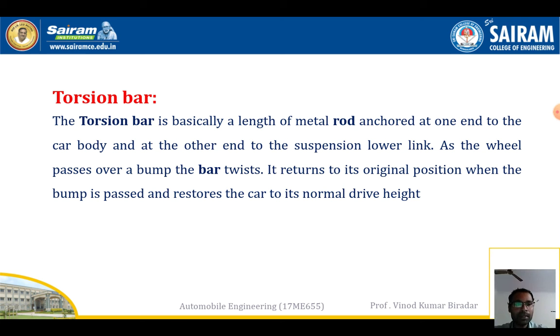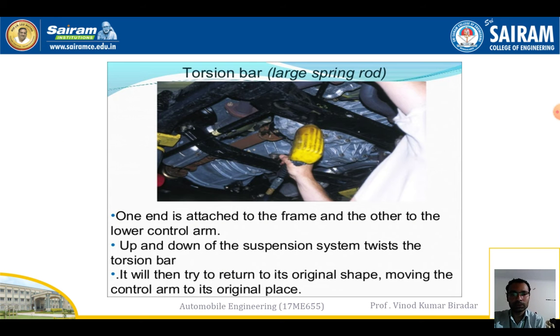The main function of this torsion bar is to transmit the torque from the gearbox to the wheel. That is the main use of this. Here, as I have shown in the picture, the torsion bar is a large spring rod. One end is attached to the frame, and the other end is attached to the lower control arm.